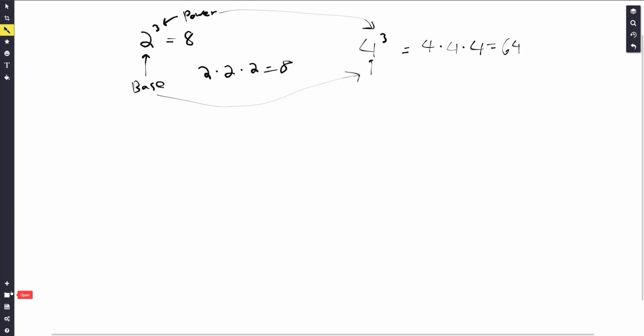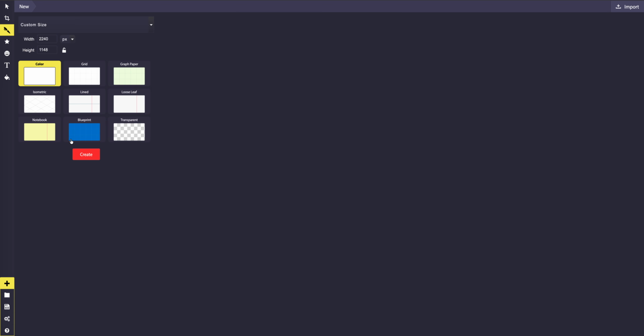Now let's get to how they relate to logarithms. I'm going to go over the form again. An exponent is usually written with variables as b to the power of x is equal to y. Just like the 2 to the power of 3 equals 8 example: b is the base, x is the power, y is our answer.